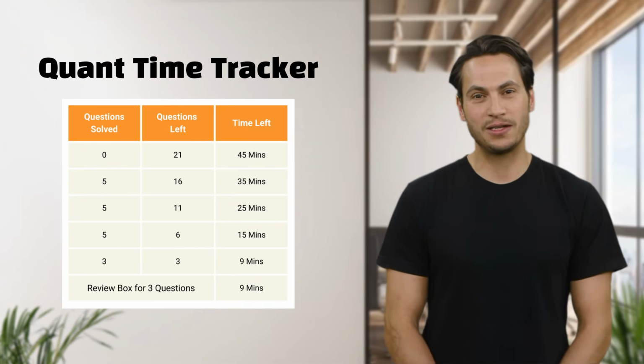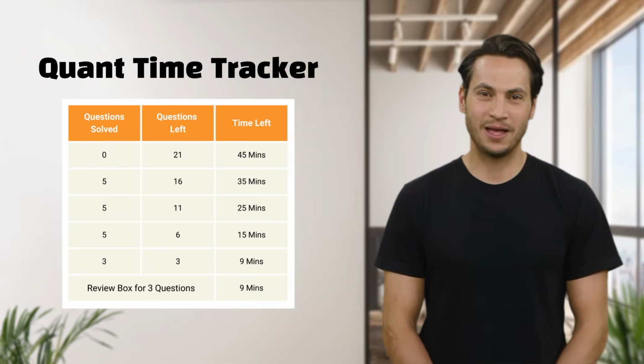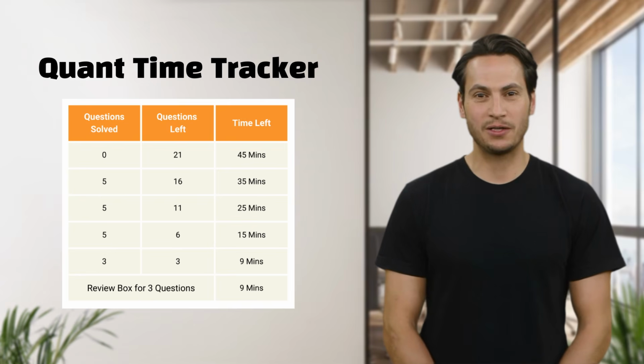As mentioned earlier, the success of this strategy depends entirely on how quickly you identify which questions to hold for review. If that decision takes more than 10-15 seconds, the time tracker grid won't work.